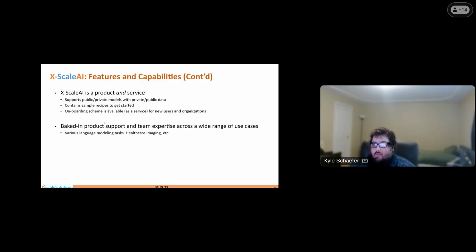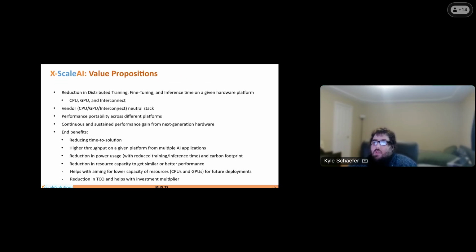We support models defined in PyTorch or Hugging Face, so LLMs like Llama 3 or vision models like ResNet. We support scalable model checkpoint and restart. And then we have out-of-the-box optimal performance for on-premise and cloud systems. And we support multiple CPUs, multiple GPUs, and interconnects.